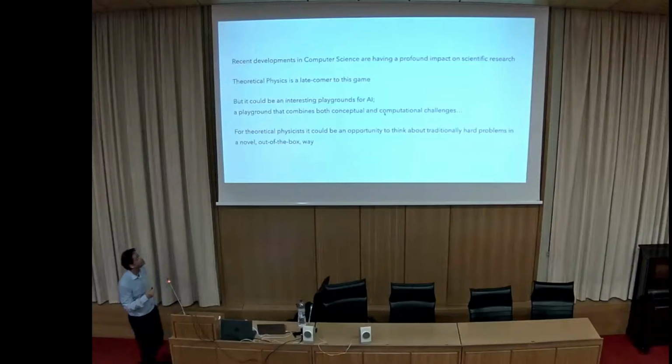So this is the last slide. To summarize, recent developments in computer science are having a profound impact on scientific research. This is obvious, definitely in other fields. Theoretical physics is a latecomer to this game. More and more people are starting to think about this, and more papers come out on the arXiv. There are more and more groups that are trying to think about such problems. But I would hope, or I would like to argue, that although theoretical physics is a latecomer to this game, it might be an interesting playground for AI.